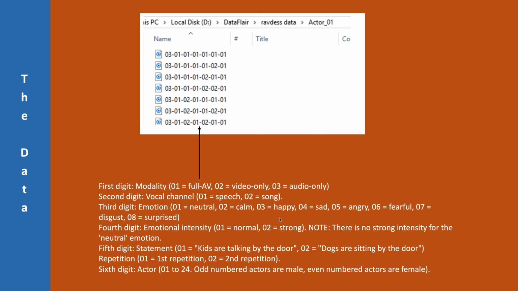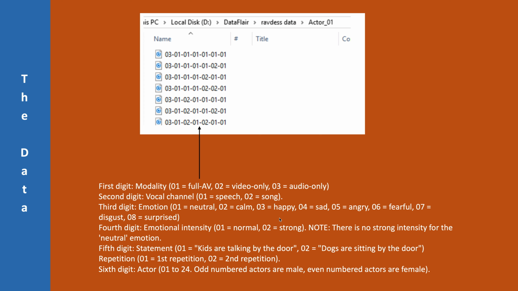The first digit is modality. Simply, it tells you whether this file has audio and video, or only video, or only audio. The second digit tells you whether it's speech or song. The third digit will give you which emotion it is. The fourth digit will tell you the intensity of the emotion. Neutral emotion does not have strong intensity because it is neutral. The fifth digit tells you which statement is being used, as there are 2 statements which are used. The sixth digit is the actor number.